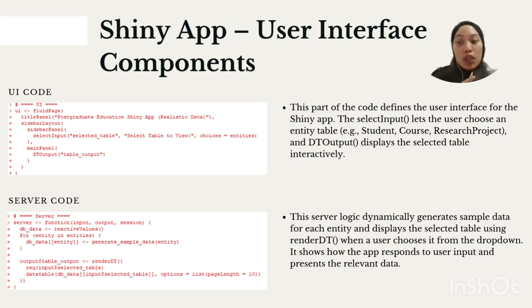Next, the server code, which is shown below. This block defines how the app reacts to user input. The server function dynamically generates or loads the data using generate sample data for each entity type. When the user selects a table from the drop-down, renderDataTable is used to display it interactively in the main panel. The use of reactiveValues ensures that the data is stored in memory and can be accessed or updated without reloading the app. In summary, together the UI and server code allow for a dynamic and responsive interface where users can explore entity data tables in a simple and user-friendly way, which is essential for simulating how an academic database system works.